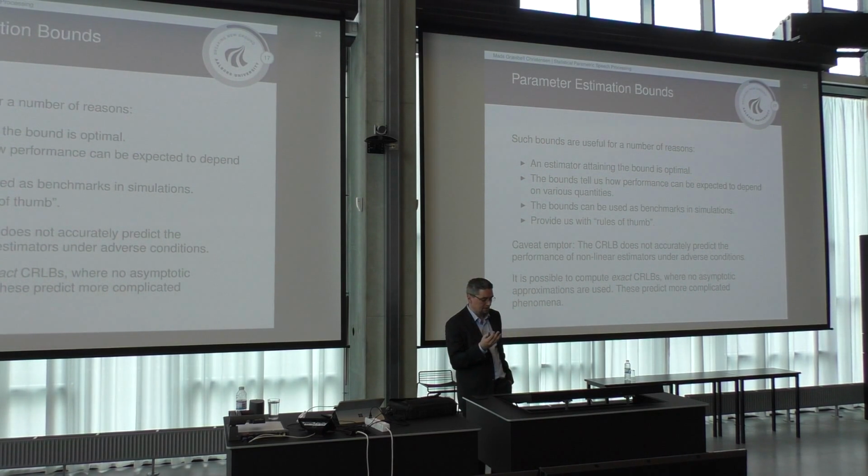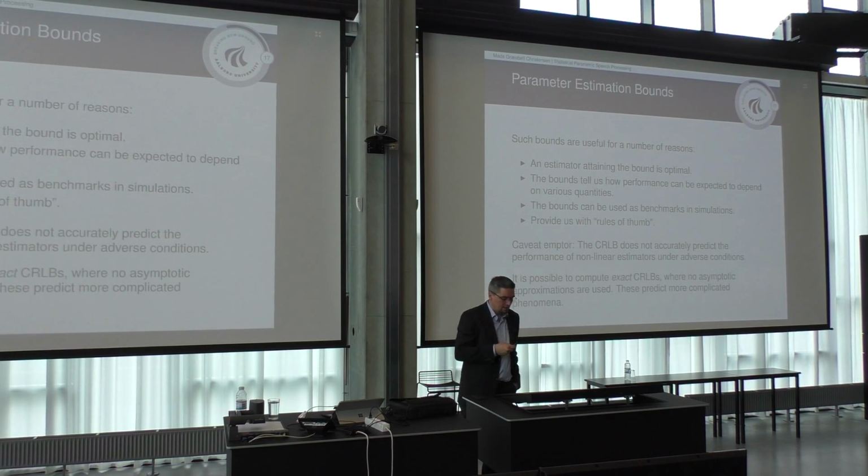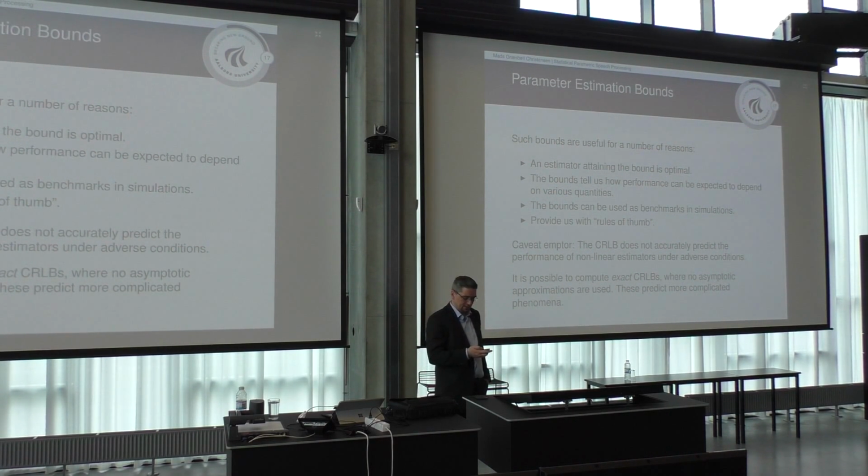is currently being done. One thing about this Cramér-Rao lower bound, or CRLB, is that it does not accurately predict the performance of nonlinear estimators under adverse conditions, what is called thresholding behavior. But it is also possible to compute what are known as exact bounds, where you don't make asymptotic approximations, which are some that I used before. And these actually do predict more complicated phenomena.